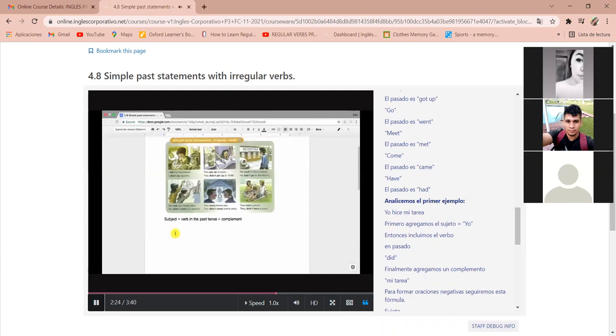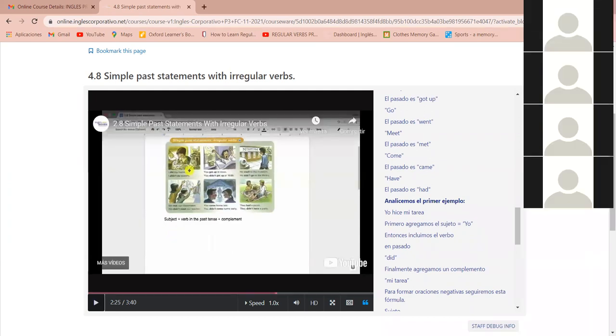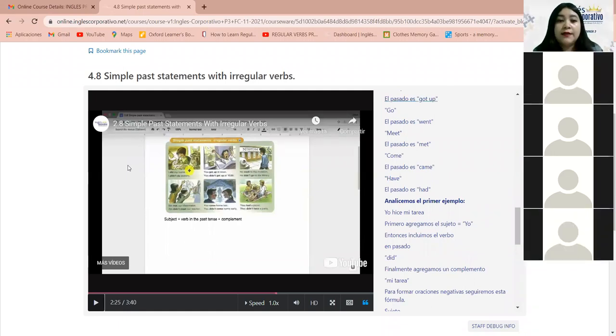Let's analyze the first example. Keep into consideration, guys, tengamos en cuenta que la regla gramatical siempre va a ser la misma, right? In simple past. Aunque sean irregular o si fueran regular como los de ED que ya vimos, la regla gramatical siempre va a ser la misma. Subject plus verb in past tense plus complement si es afirmativo, right? Si es negativo, ya vamos a ver. Es la misma que ustedes tienen ya.